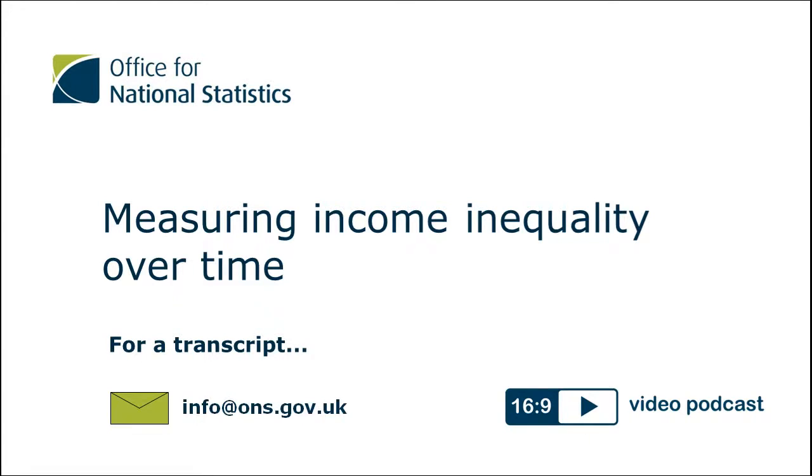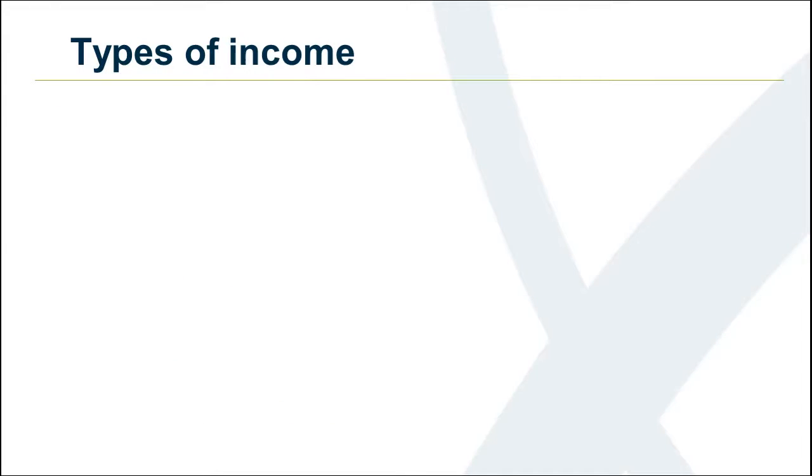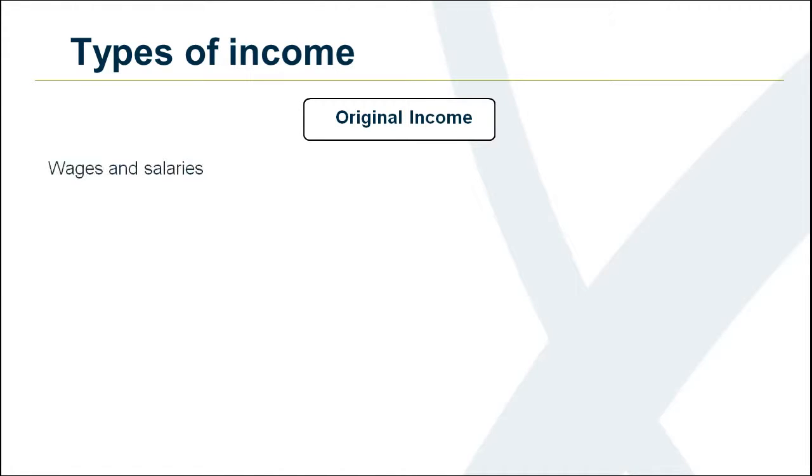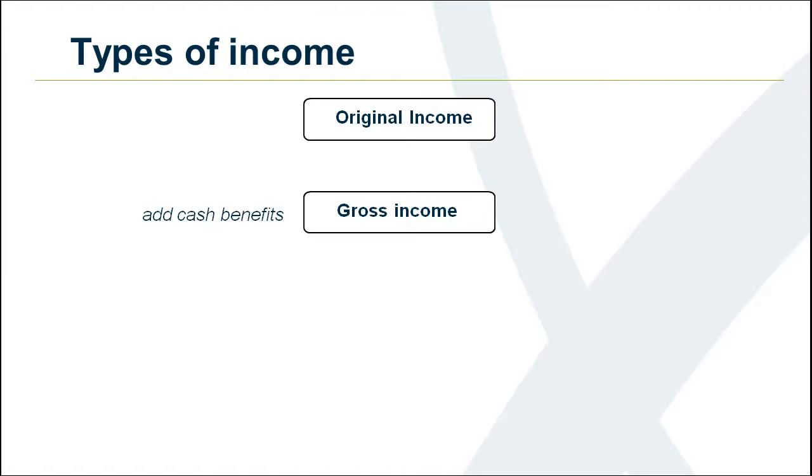To begin with, we will look at what makes up household income. Our starting point is original income, which is income before taxes and benefits. This is made up of wages and salaries, self-employment, private pensions and investments. Adding cash benefits, for example, the state pension or those related to unemployment, gives us gross income.